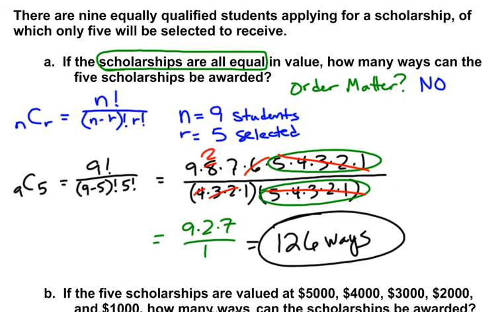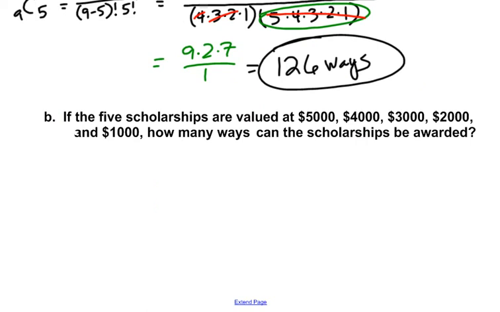Now, if we look in Part B, we can see a minor difference here. If the 5 scholarships are going to be valued at $5,000, $4,000, $3,000, $2,000, and $1,000, how many ways can the scholarships be awarded now? Again, the order in this is what we're going to be worried about. Does the order matter? And in this case, the order that you're selected does matter. So the answer to this question is yes. And the reason why is because we have a different value for every scholarship.